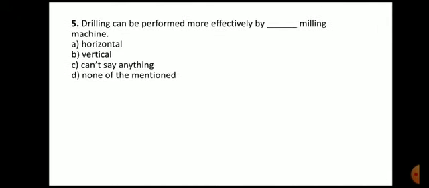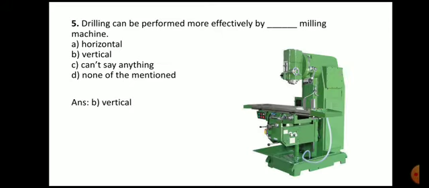Next question, drilling can be performed more effectively by blank milling machine. That is horizontal, vertical, can't say anything, none of the mentioned. The answer is vertical. So here you can see the vertical milling machine. Now this is the spindle of vertical milling machine. Here you can fix the drill bit. So when you fix the drill bit over here, this machine acts as a drilling machine. So the drilling can be performed more effectively by vertical milling machine.